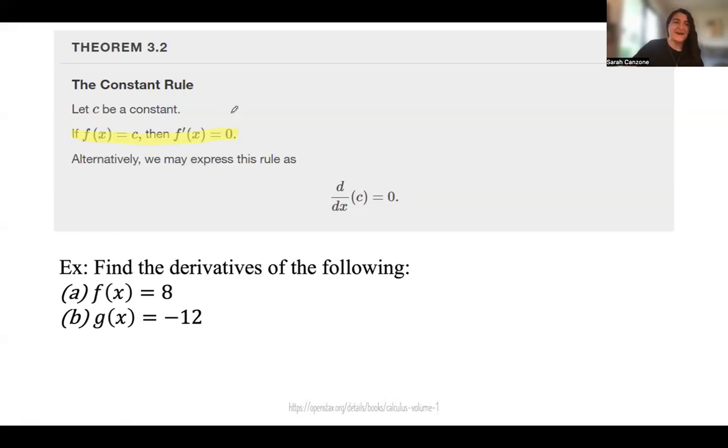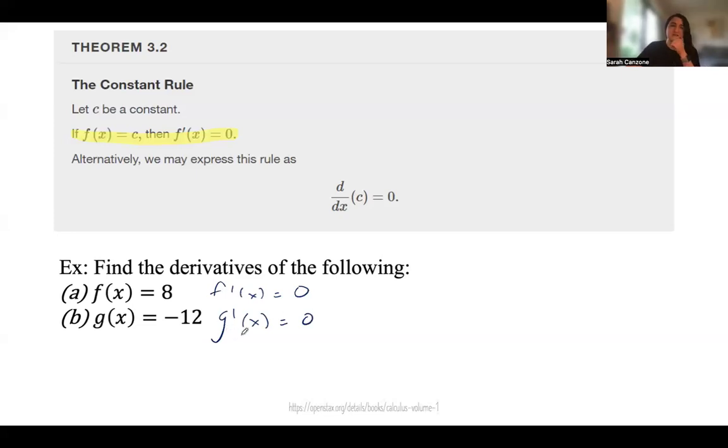There's going to be a lot. So let's go ahead and try something. Find the derivatives of the following. If we know the derivative is of a constant, then we know it's just 0. So these are very easy examples. f prime of x is just 0, and g prime of x is just 0.